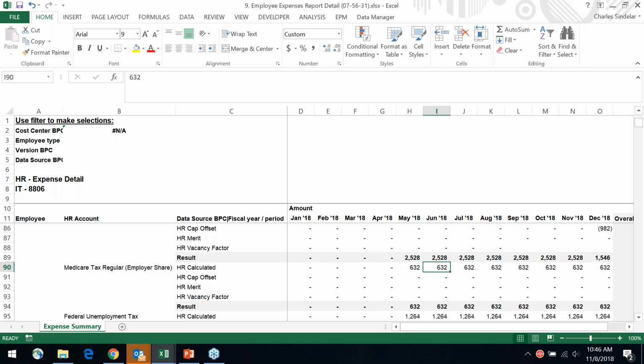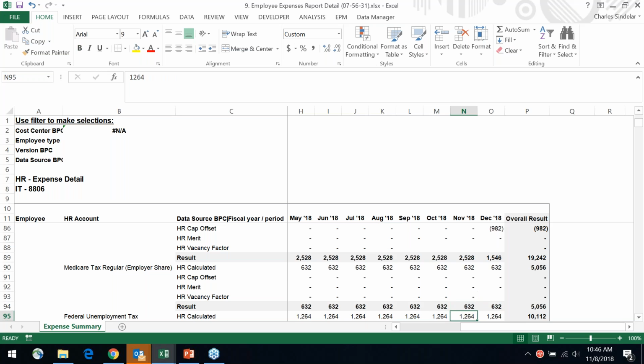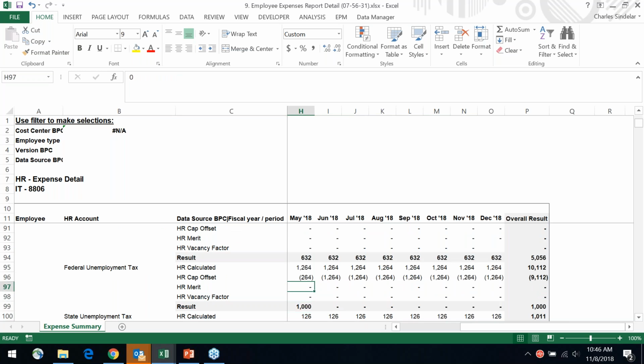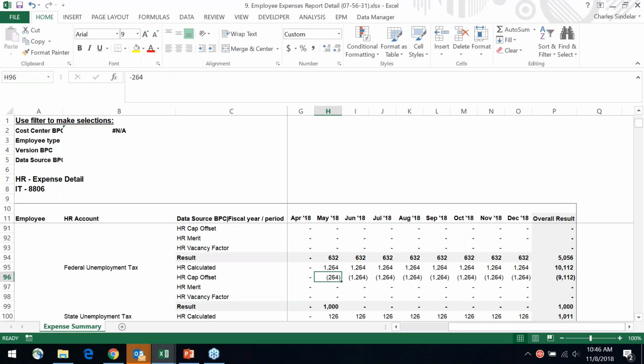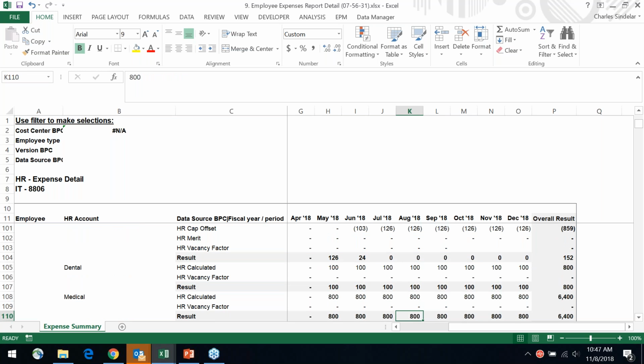So you could see here, we're calculating the caps for these different things. For Medicare, they pay the whole year. But for federal unemployment, that gets knocked out in the first month, but it does hit in the right month, which is May 18th. So that's how that works. Same thing with state unemployment. It's based on their start date.